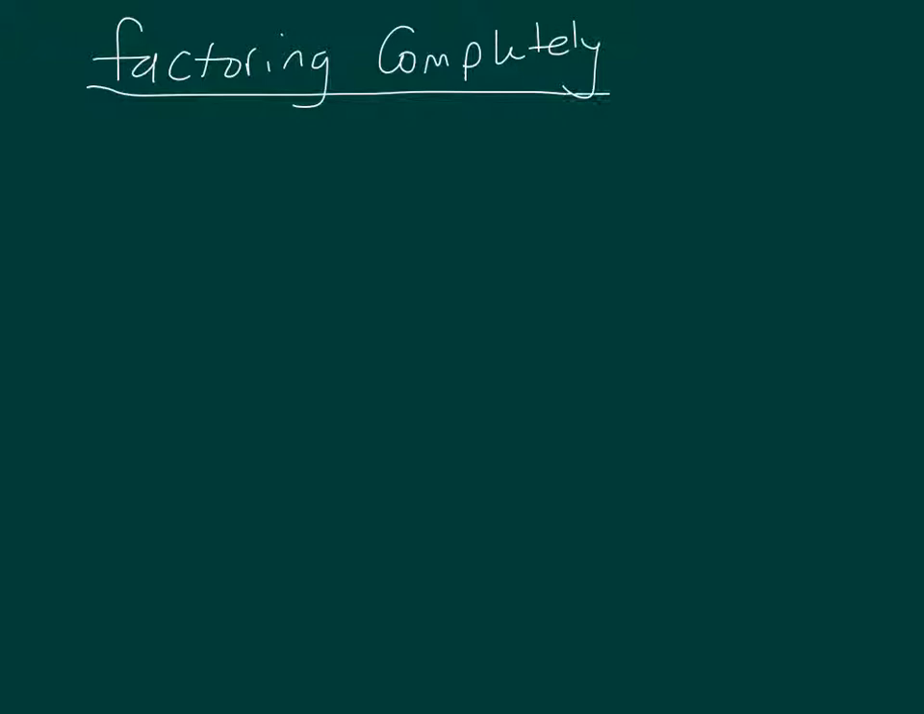So let's wrap up this unit on factoring by first of all talking about factoring completely. So when we factor completely, all that means is that after we factor a polynomial, we need to check the resulting factors to make sure that those can't be factored further.